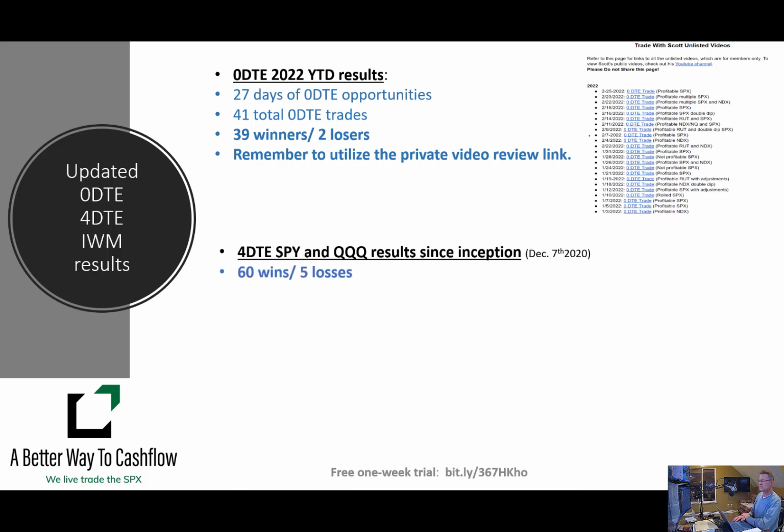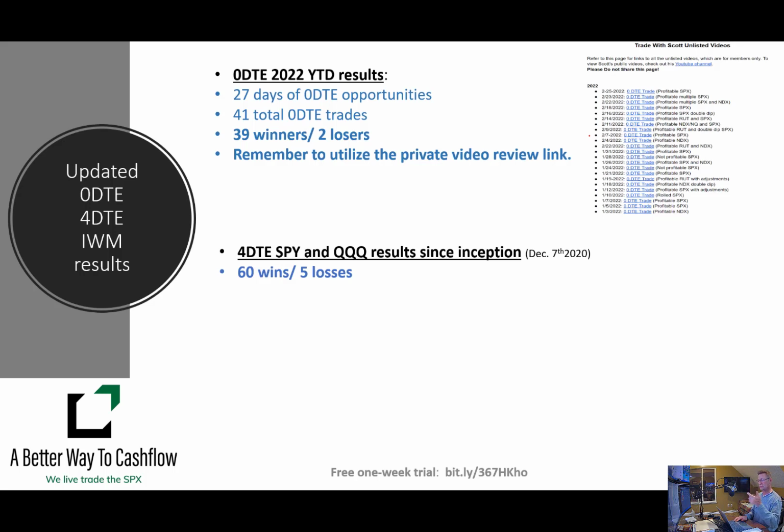Our 4 DTE SPY and Q trades, we started those back in December of 2021. So a little over a year now. We've had 60 wins and 5 losses with those. And we'll continue to try to work those. They're a little bit more flexible sometimes than the 0 DTE.